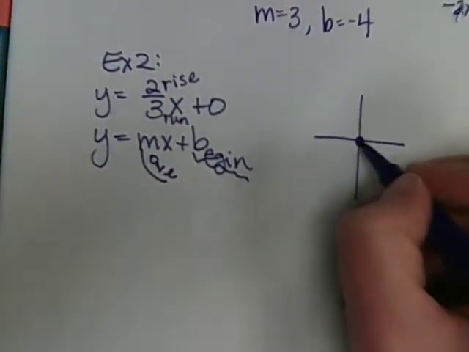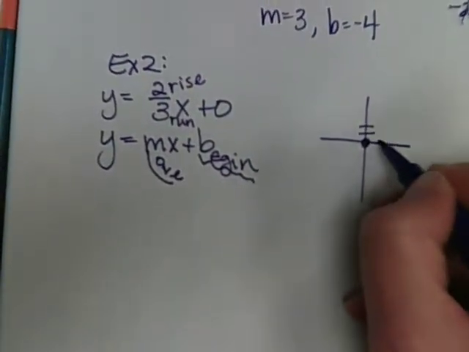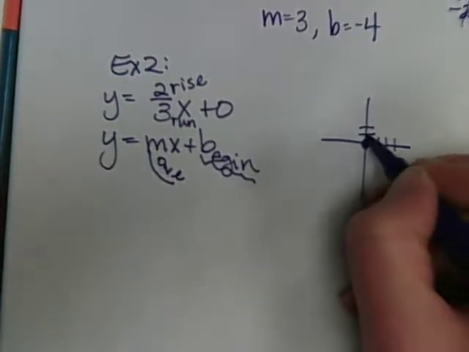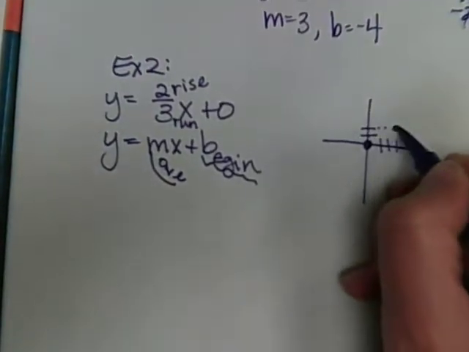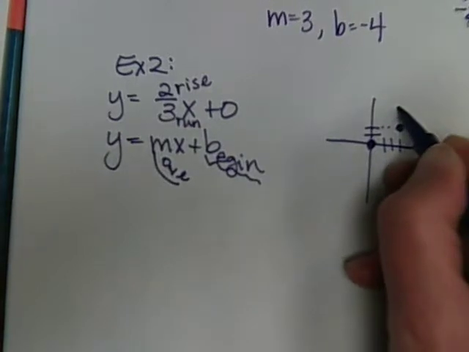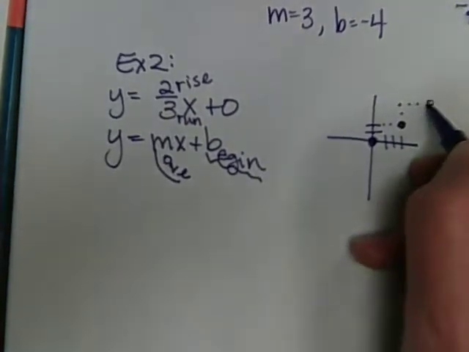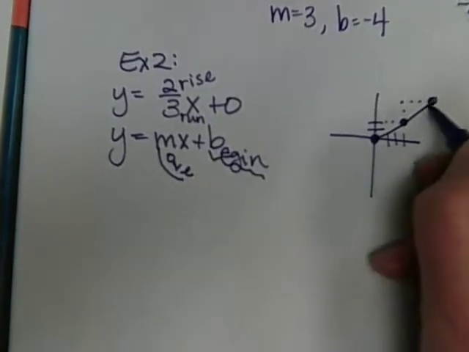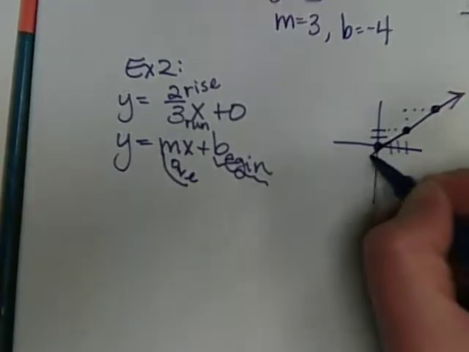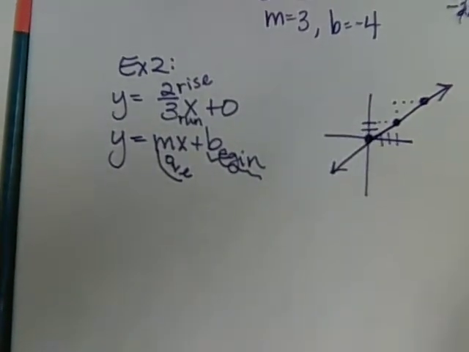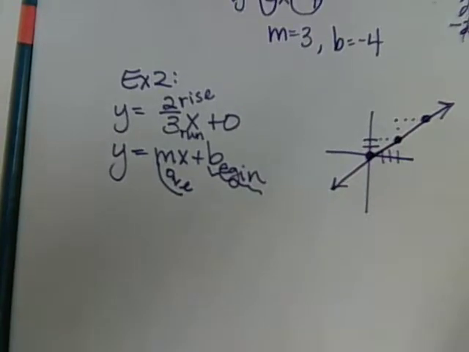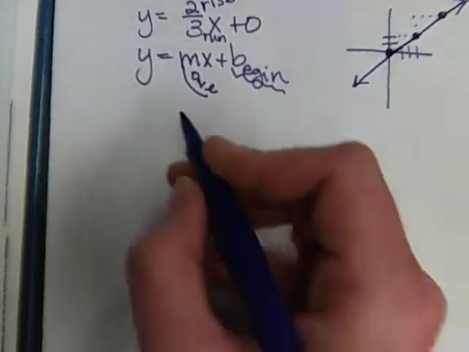So from this point, I'm going to go up 2, over 1, 2, 3. And then I'm going to do that again: up 2, over 1, 2, 3. Nice long line. Sorry, my line's not very straight, but I'm freehanding it. Okay, now let's do that again.